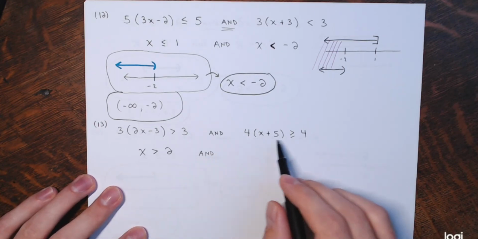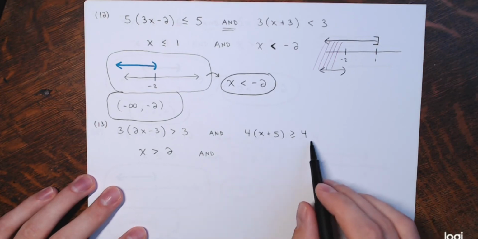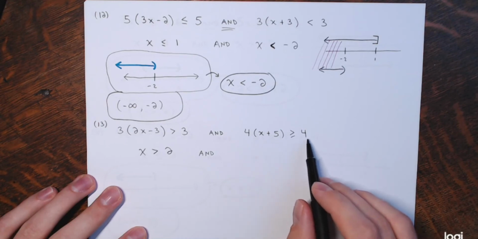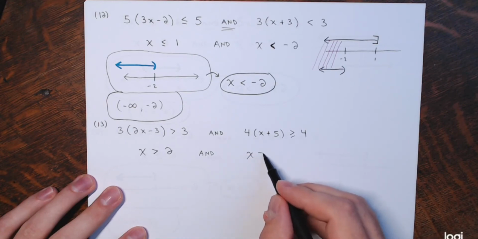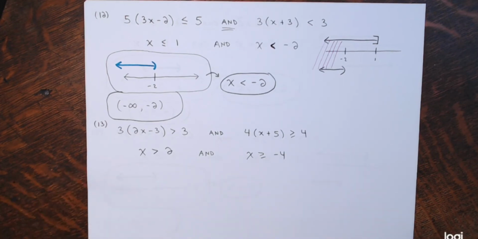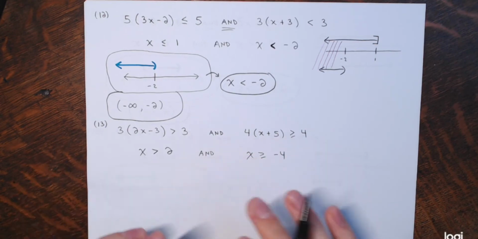And here, first I would divide by 4, making this 1. Then I would subtract 5. 1 minus 5 is negative 4. So I'd have x is greater than or equal to negative 4. And again, the symbol wouldn't have flipped because I never multiplied or divided by a negative number. And again, I leave all the steps for you to write.